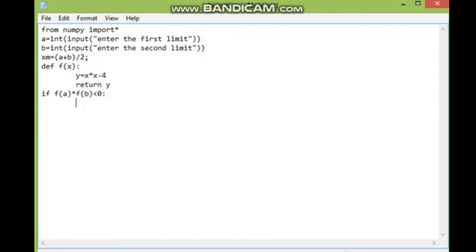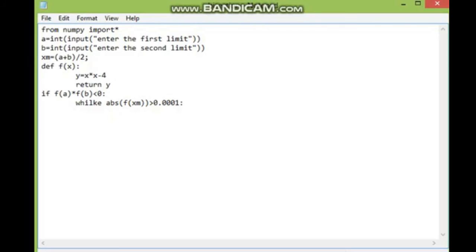So we have here while, let's take the absolute value of f of xm, that is the midpoint. We are calculating the function value at that midpoint, and if it is greater than 0.001, then only we can go for the next step.